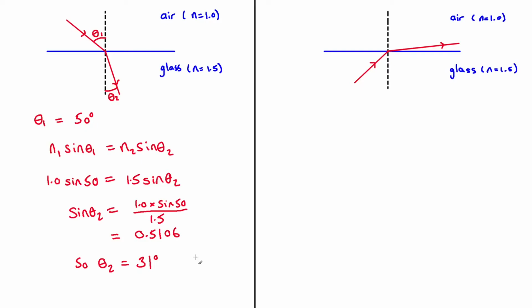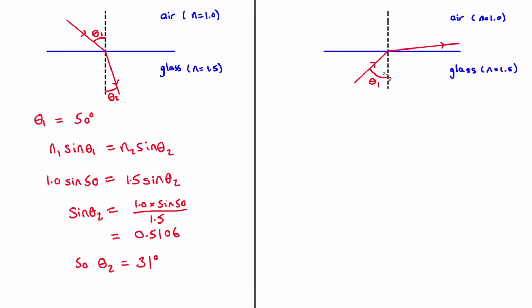However, whether or not refraction actually occurs will depend on this angle of incidence here that we can call theta 1. If that angle is small enough, then it will be refracted out. But as we increase this angle, of course, the angle of refraction will increase. Now, the biggest angle of refraction we can get is at 90 degrees.